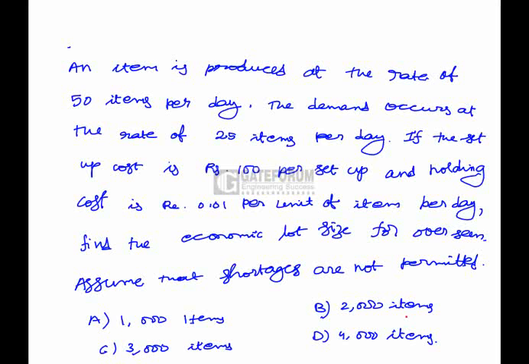An item is produced at the rate of 50 items per day. The demand occurs at the rate of 25 items per day. If the setup cost is 100 rupees per setup and the holding cost is 0.01 rupee per unit of items per day, find the economic lot size. Assume the shortages are not permitted.